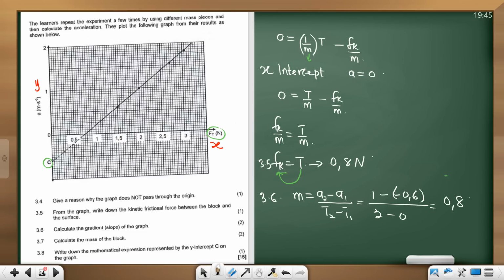Now look at 3.7. It looks as if it's not going to make sense. Calculate the mass. Do you remember the analysis we did? What did we say? That the gradient is equal to 1 over what? The mass. This is where it's going to catch up with us if we didn't know. But now we know. So what do we say? 0,8 equals 1 over the mass. What is the mass? You do the maths quickly. Let's see your maths. Do the maths quickly. We're done now.